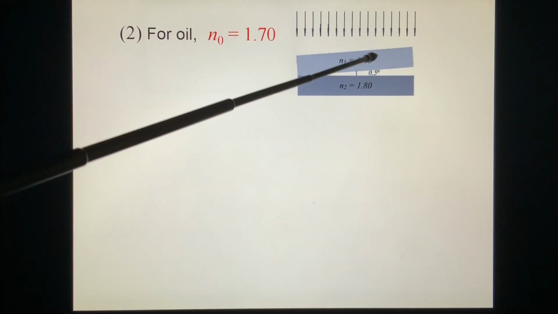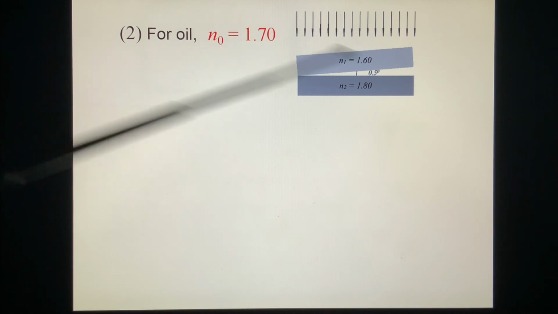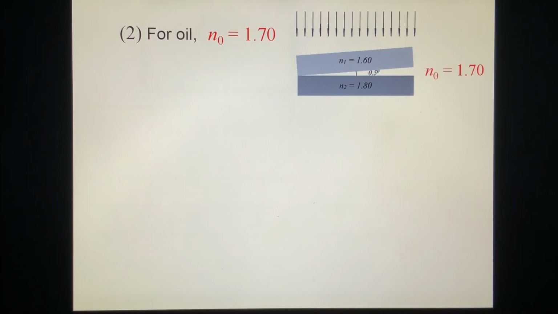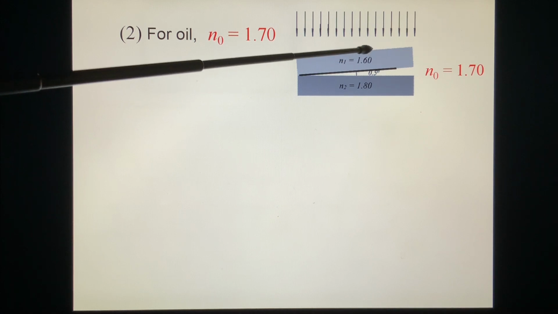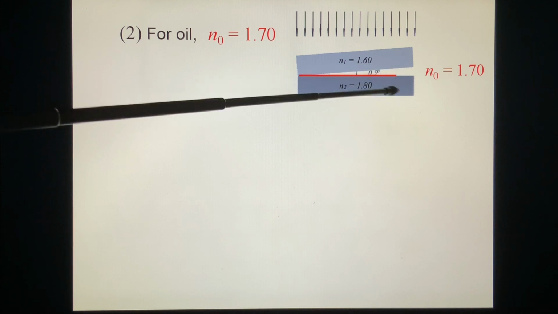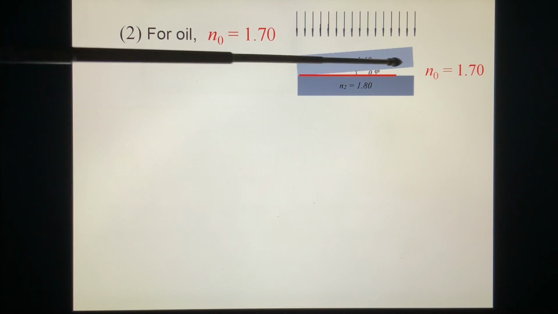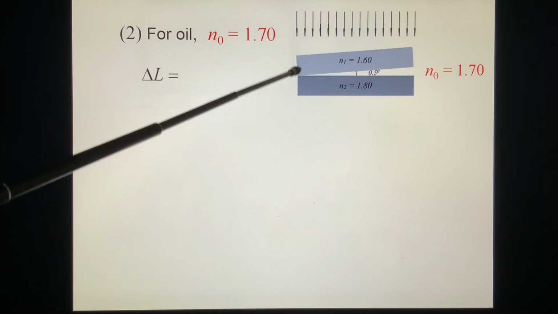Now, if we put this in oil with index of refraction 1.70, the situation will be different. You know what the difference is? The reflection from this one is higher: 1.60 to 1.7 is higher, which means half. And on the second, the back floor is 1.7 to 1, also higher. So both reflected rays undergo phase change. That is equivalent to nothing.